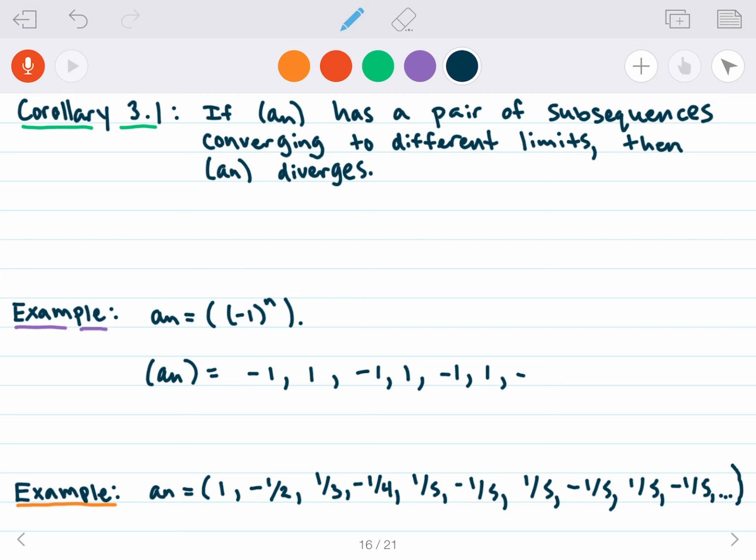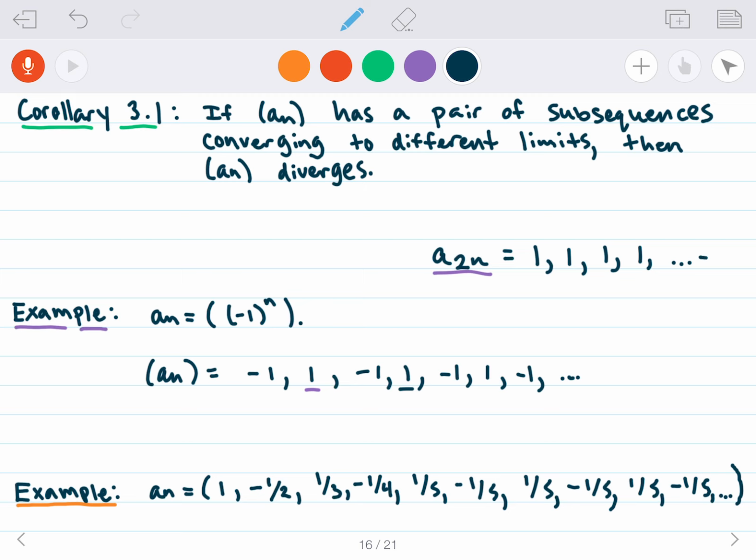And so we can consider two different subsequences. What about the even terms? Okay, so the even terms, we have the a sub 2n, so this is a subsequence. A sub 2n is going to be the second term in our original sequence, so it's 1. And then we have the fourth term when n equals 2, we also have 1, 1, 1.